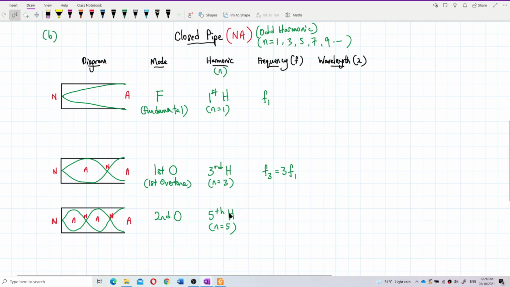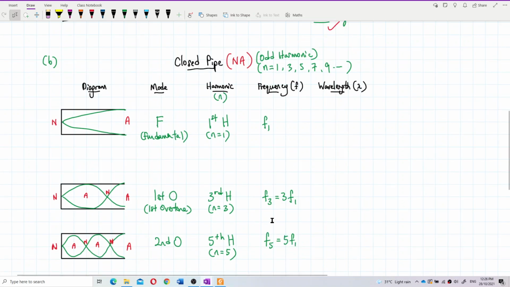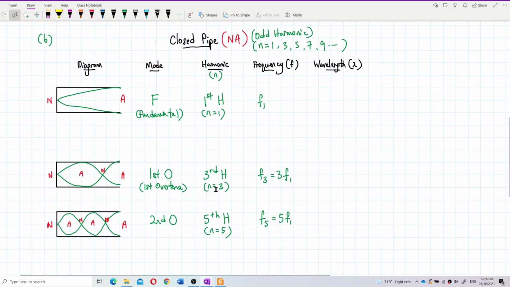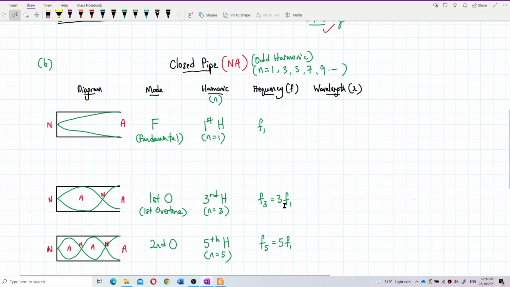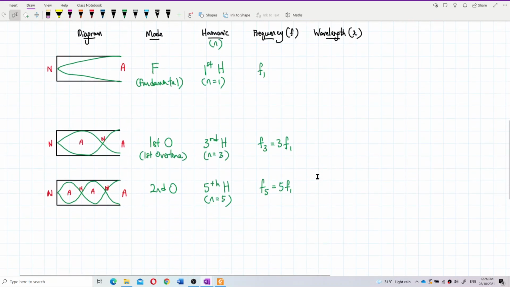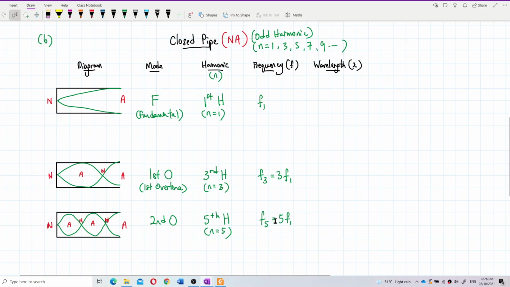The fifth harmonic frequency is 5 times the fundamental frequency. Remember, frequency is n f1. The harmonic n is how many times the fundamental frequency. The fundamental frequency is f1. The first overtone, or third harmonic frequency, is 3 times the fundamental frequency, and the next one is 5 times the fundamental frequency. Not like the open pipe, which is 2 times, then 3 times. So it jumps faster.